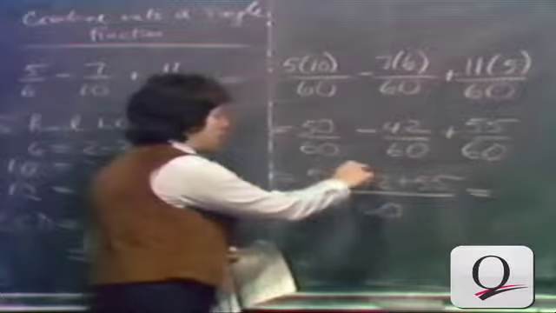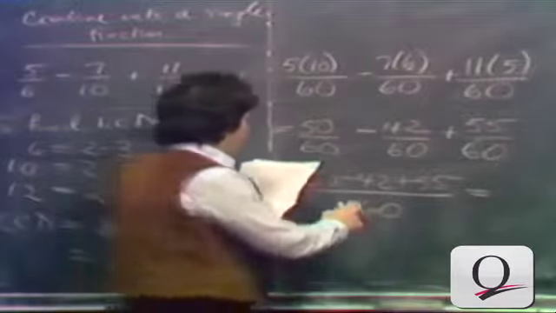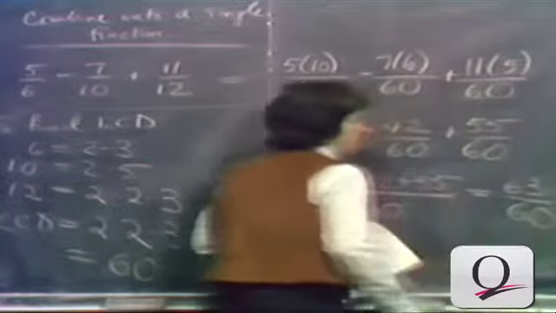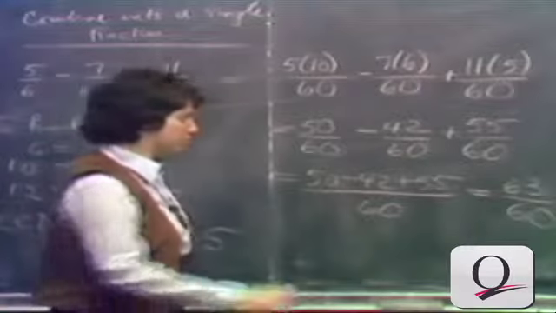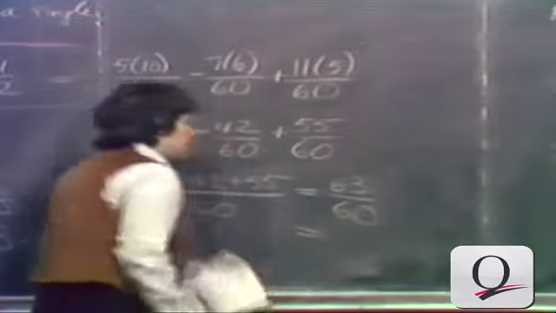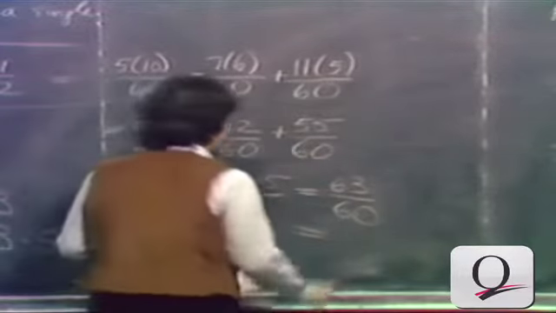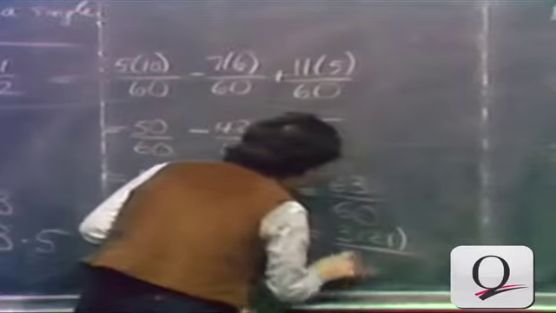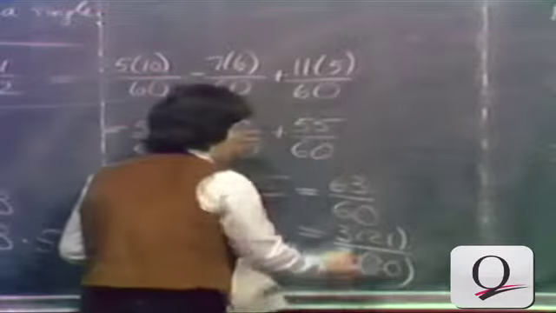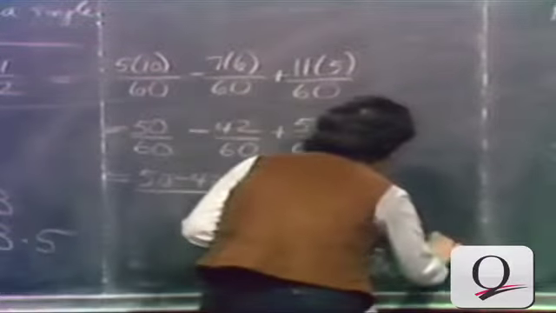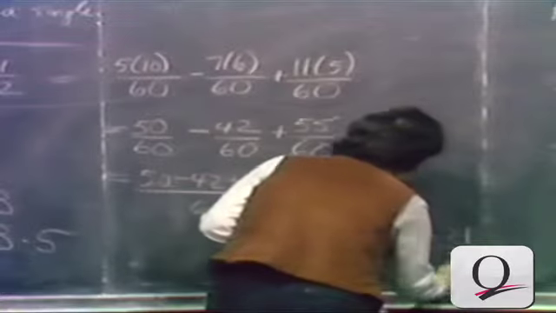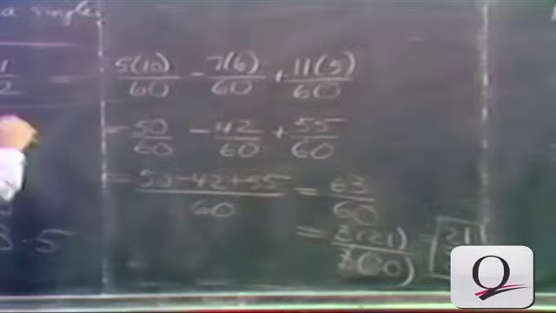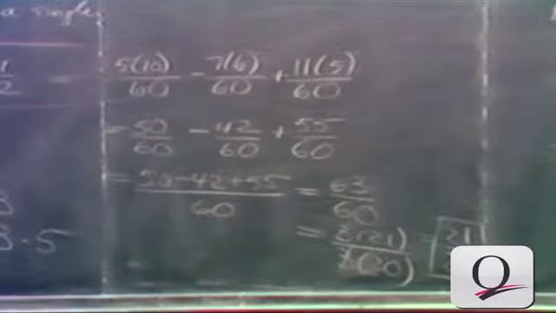All right, 50 minus 42, that's 8. 8 plus 55, that's 63 over 60. Now, if you'd like to reduce to lowest terms, fine. We notice that 3 is a factor in both the numerator and the denominator. The numerator is 3 times 21. The denominator is 3 times 20. We can cancel the 3s, giving us our answer as 21/20, combining these 3 fractions into a single fraction.